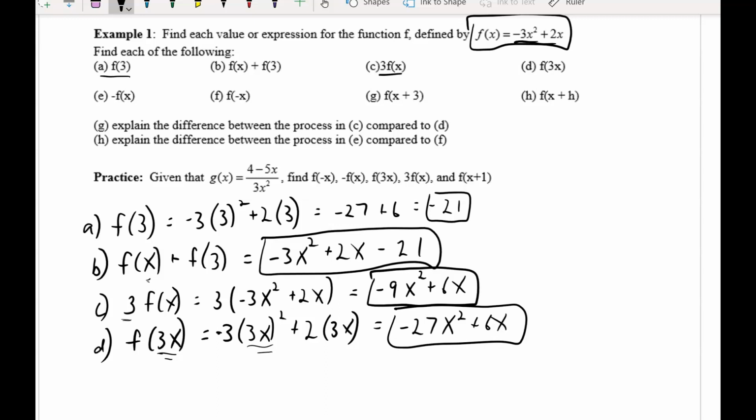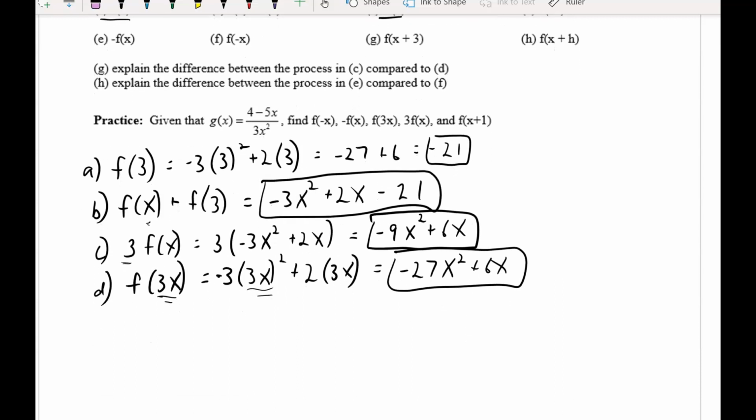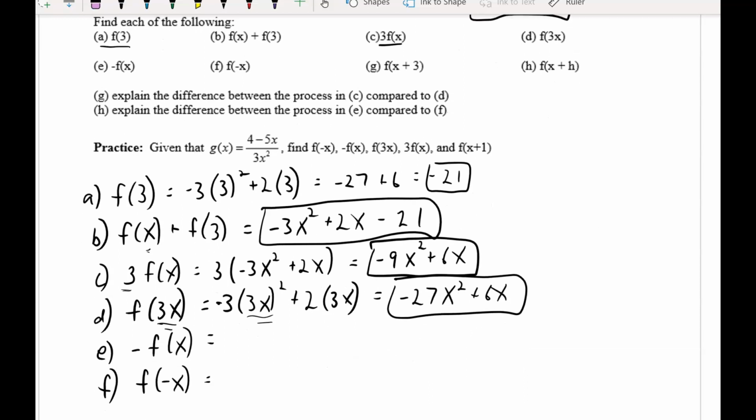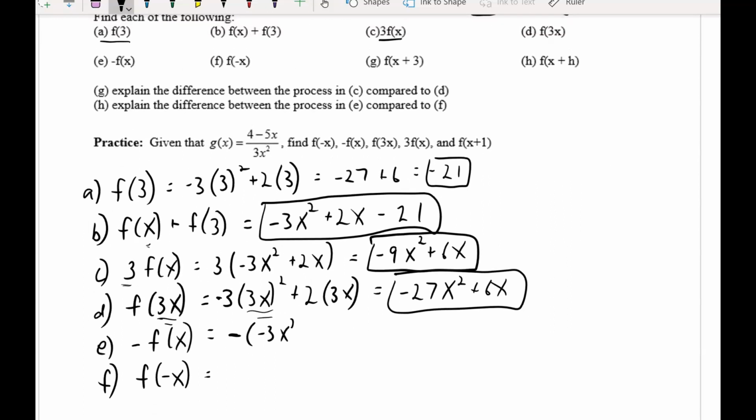Same thing with E and F. They look very similar at first glance, but we're going to do the same kind of thing. We're going to do them not side by side, but at the same time. So E and F, we have negative f of x is E, and f of negative x is F. So for E, we're going to take the function and multiply the whole function by negative 1, or negate it. So we're going to take the whole right side of the function, and it's going to be the opposite of negative 3x squared plus 2x.